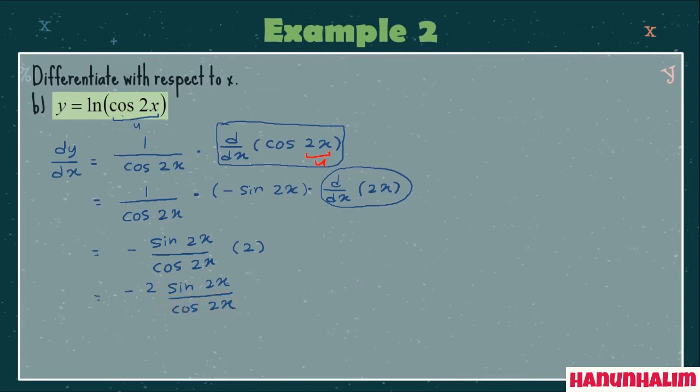Okay, sekarang kita ada sin 2x over cos 2x. This one sebenarnya dia sama juga dengan tangent 2x. That's why our final answer is negative 2 tangent 2x.